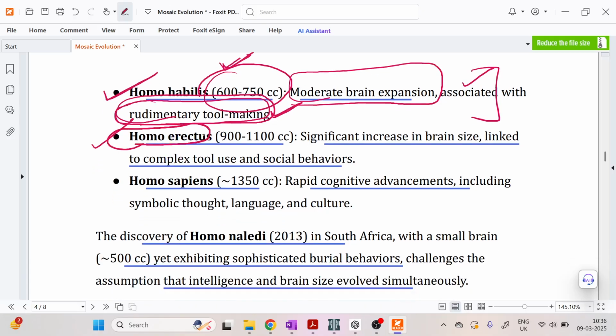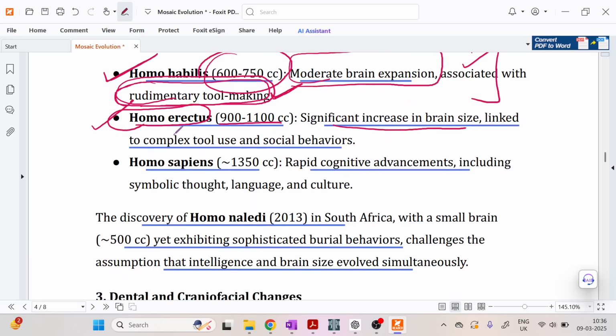Now, Homo erectus, their brain expansion 900 to 1100 cc, it was a significant increase in brain size, and with it came complex tool use and social behavior.